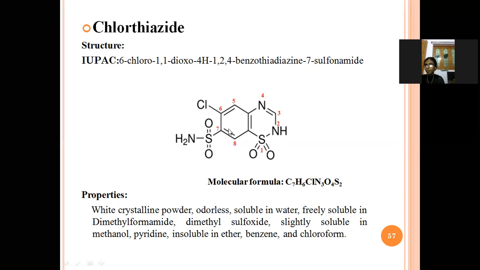So next property, sir, it is a white crystalline powder and it is odorless, soluble in water, freely soluble in dimethylformamide, diphenyl sulfoxide, and slightly soluble in ethanol, pyridine, and insoluble in ether, benzene, and chloroform.